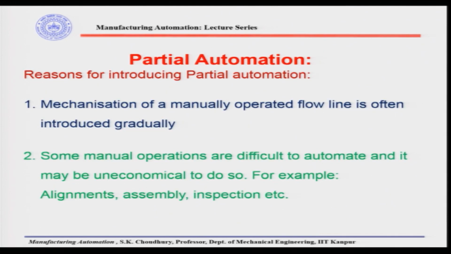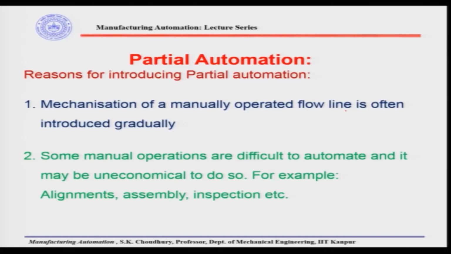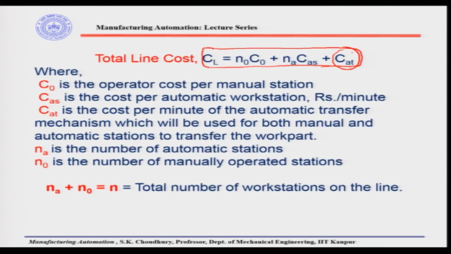Then we started discussing the partial automation, and we said that these are the two reasons that it cannot be done overnight. Therefore, mechanization of a manually operated flow line is often introduced gradually, and some manual operations are very difficult to automate, and if we even do that, it will be very expensive. So, there would be some manual operations, and therefore, the line cost will consider these factors, that is, how many manual machines you have and how many automatic machines you have.